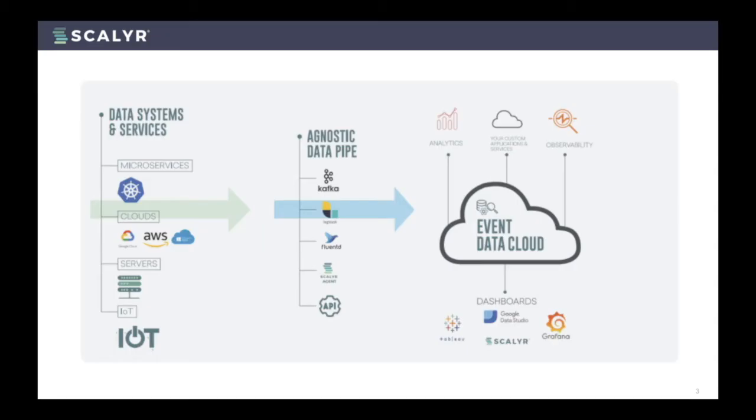Our initial focus for Scalyr was log management, and in 2020 we introduced the Event Data Cloud, which leverages our technology to work with different event data streams. This data can come from a range of sources, piped through a variety of ingestion mechanisms. You can then use the Scalyr UI for querying and visualizing this data, or pull it into other tools like Grafana or Google Data Studio.